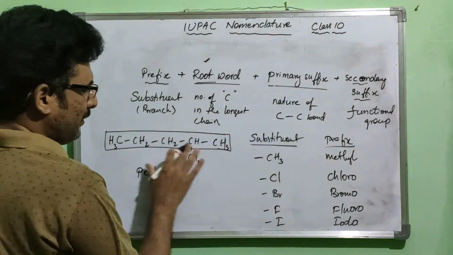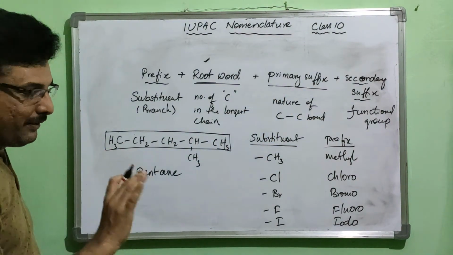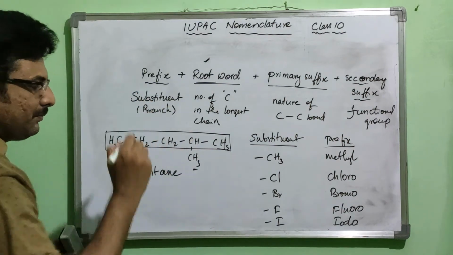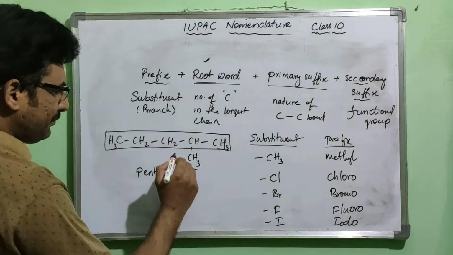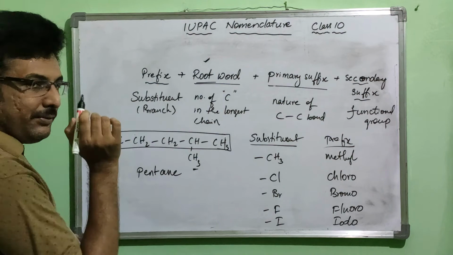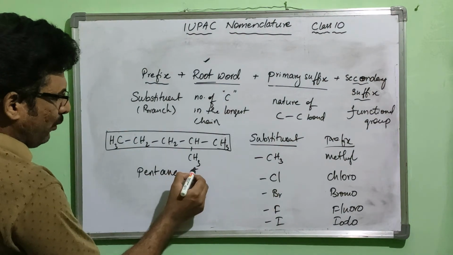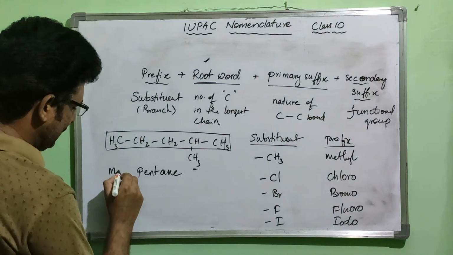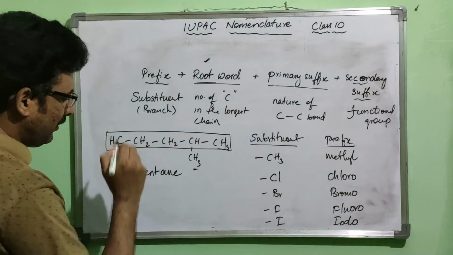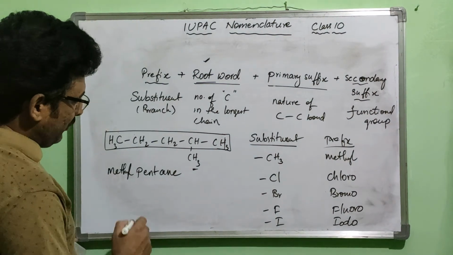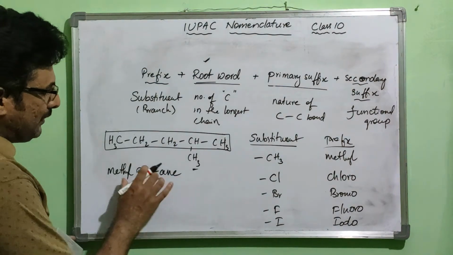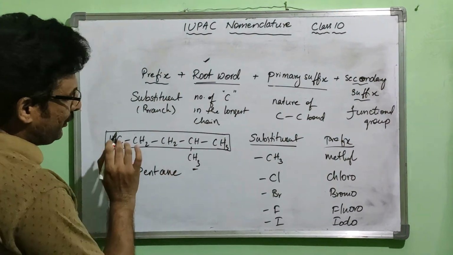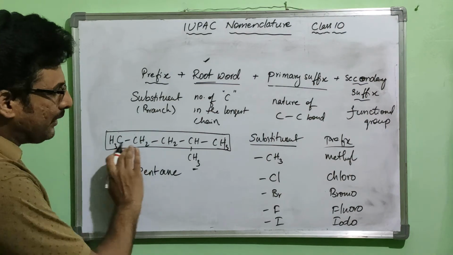And we don't have a functional group, so no secondary suffix, but you have a substituent. So you have to write the prefix, right? So what is the prefix here? CH3. What is CH3? Methyl. So we'll write methyl here, right? But what is the position of this methyl? Then you have to give numbering to the carbon atoms.